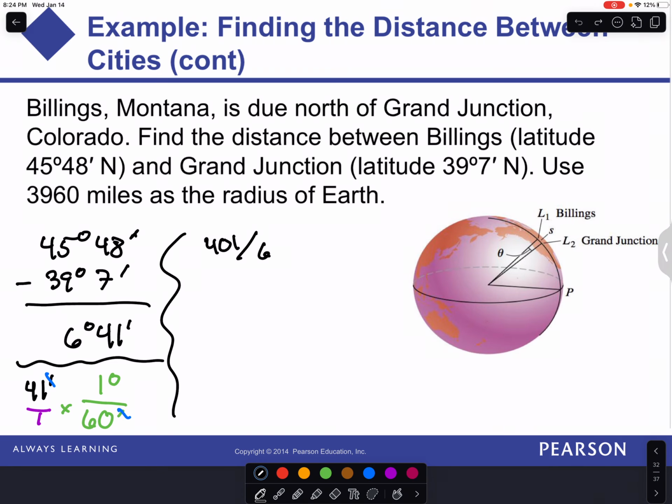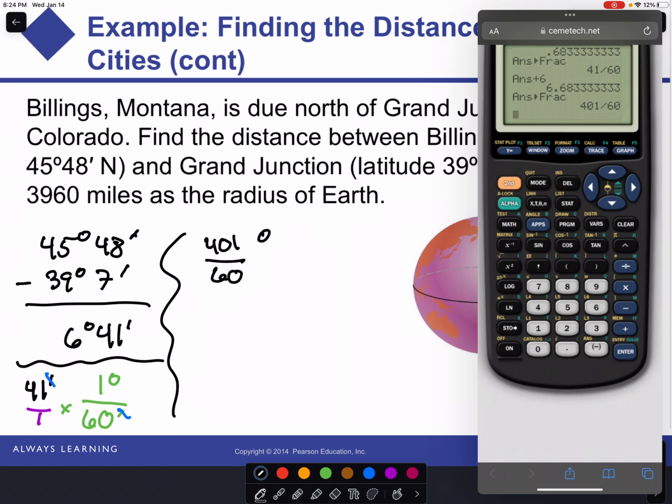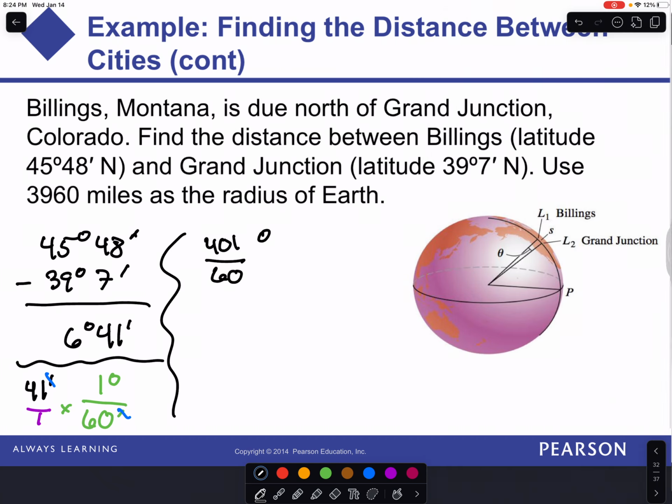Let me change how I write that. 401 over 60, these are degrees. 6.683 bar degrees is what that number is. So now this is our theta. Right? So we can use S equals R theta. Oh, wait, nope. Before we can use S equals R theta, we need to convert from degrees to radians.